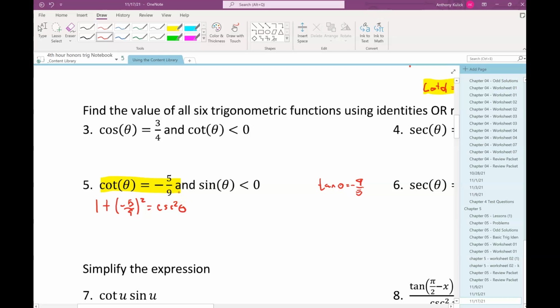Negative 5 over 9 squared is 25 over 81. If I add 1 to that, I get 106 over 81. If I square root both sides, that's going to be the square root of 106 over 9, plus or minus. And I remember that cosecant and sine are reciprocals. So if sine is negative, cosecant also has to be negative.